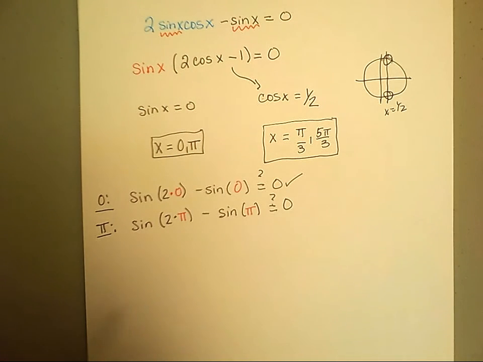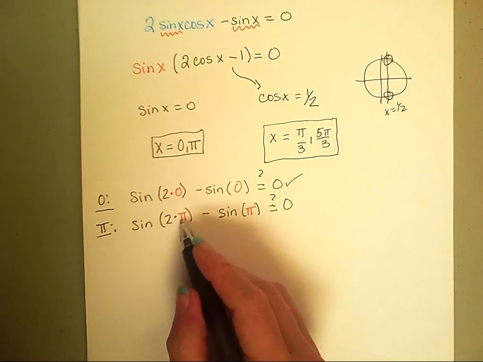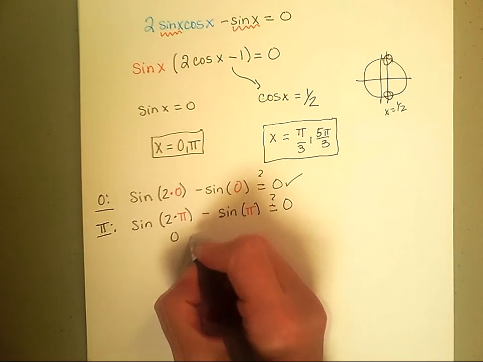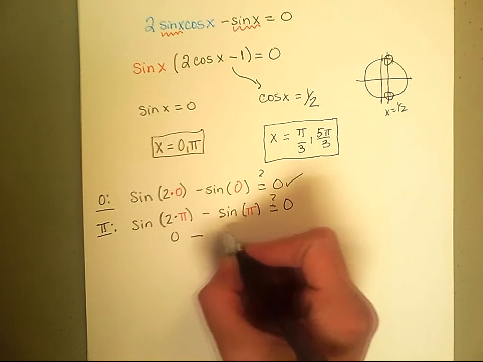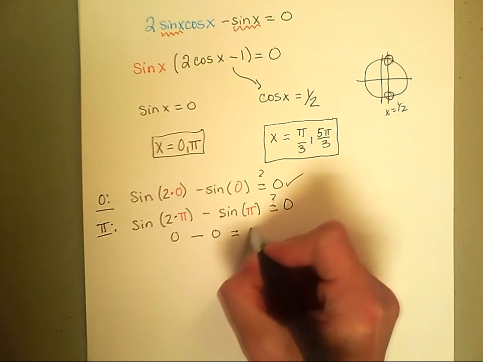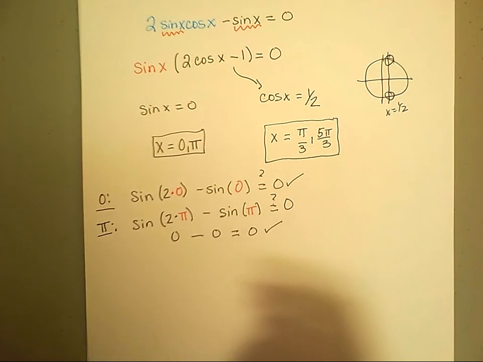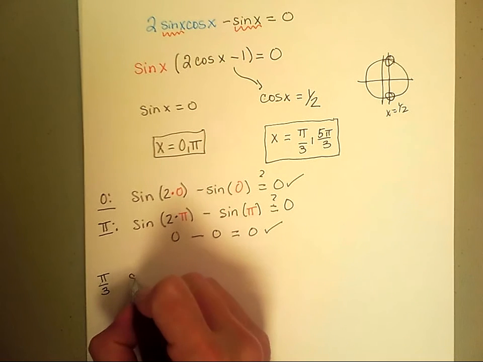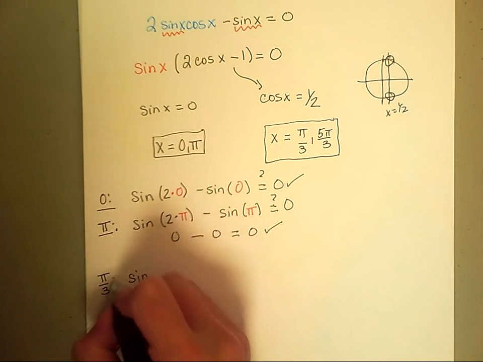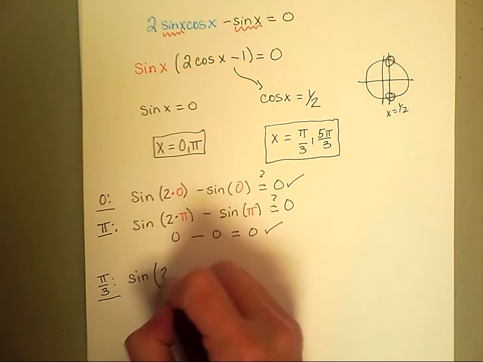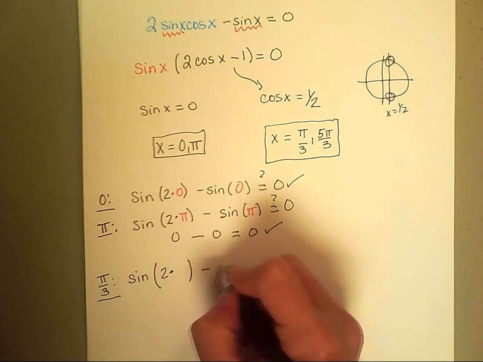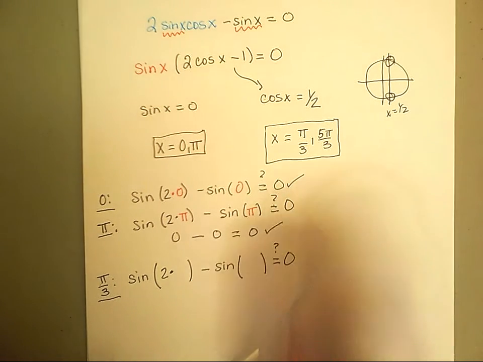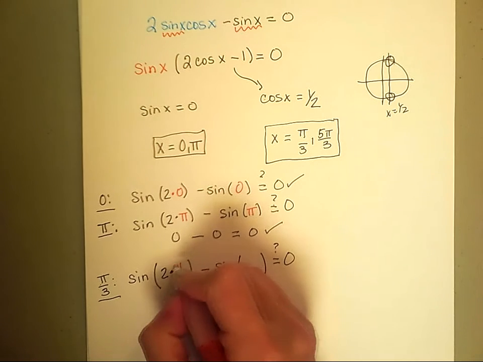So here's pi, and here's pi. Okay, well, the sine of 2 pi is 0, minus, and the sine of pi is also 0. So yes, 0 equals 0. So that's good. Now let's check pi over 3. Putting it into the original, we have the sine of 2 times pi over 3 minus the sine of pi over 3. And does that equal 0?